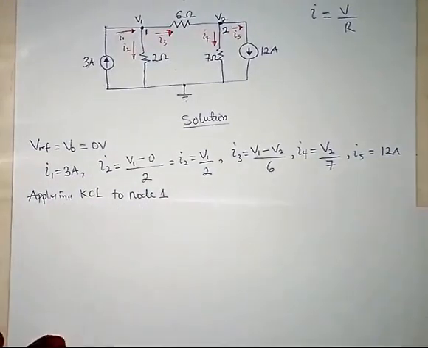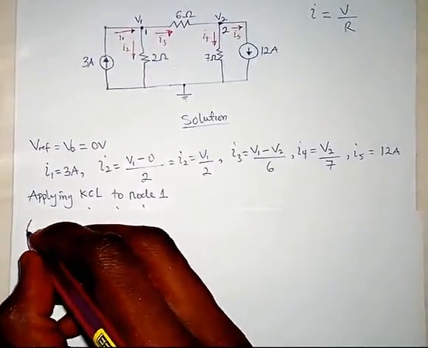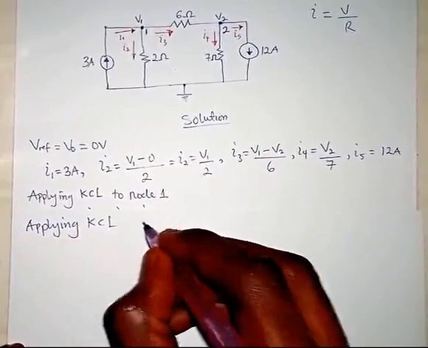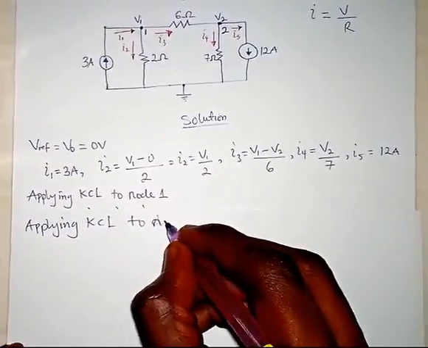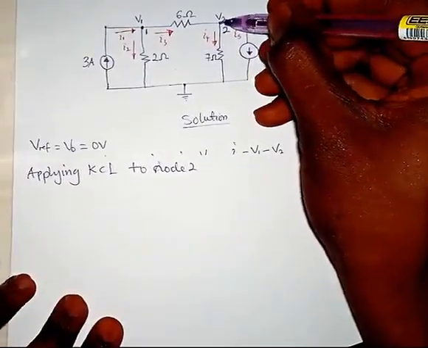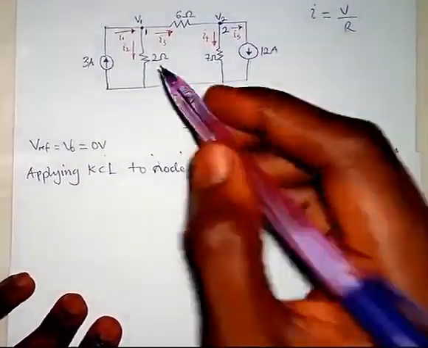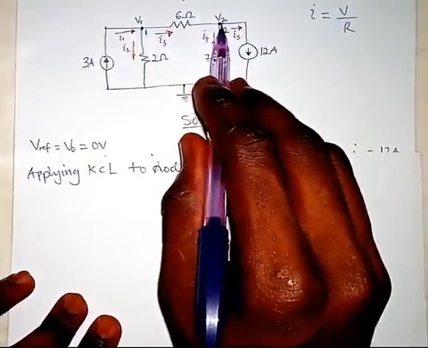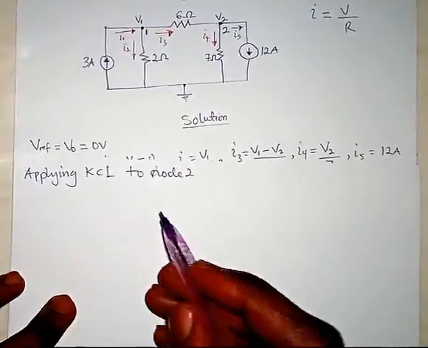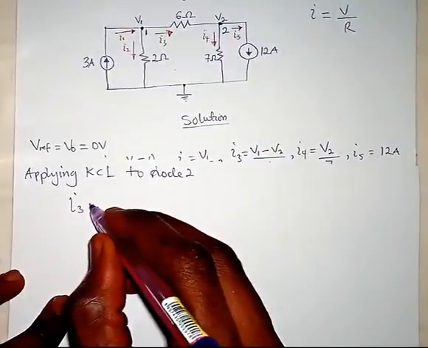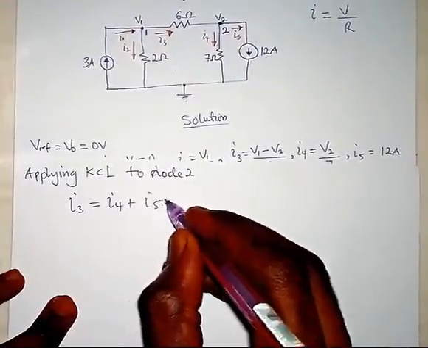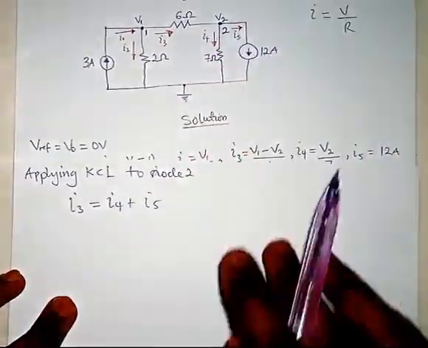Now for node 2. Applying KCL to node 2. Remember, this is our node 2. Now, in our node 2, you can see that I3 is going in, equal to I4 that is going out and I5 that is going out. So for node 2, the KCL can be given by I3 equals I4 plus I5, because they are going out.